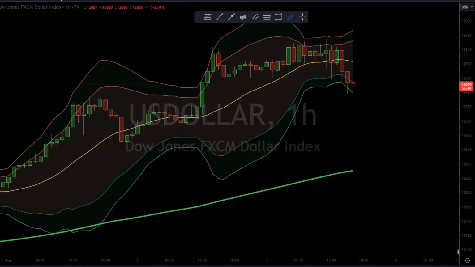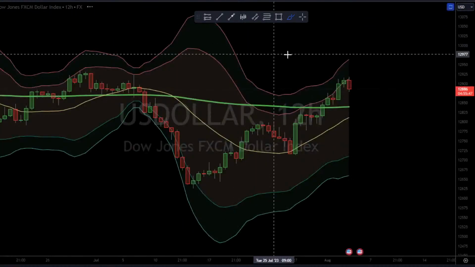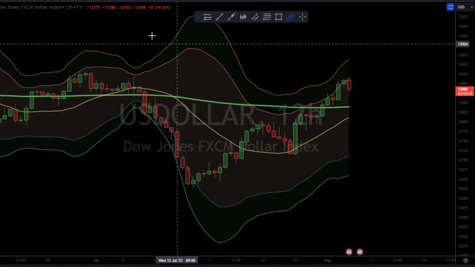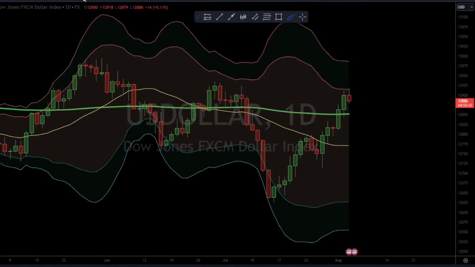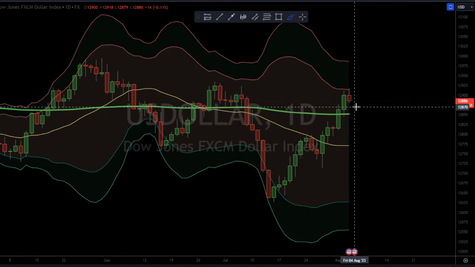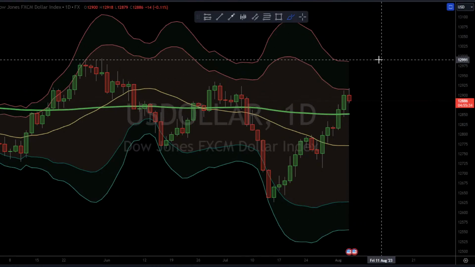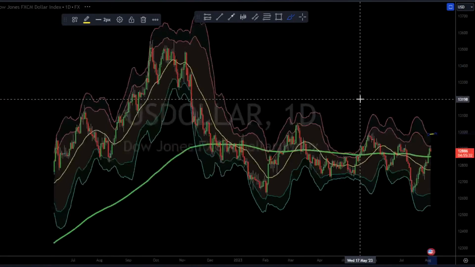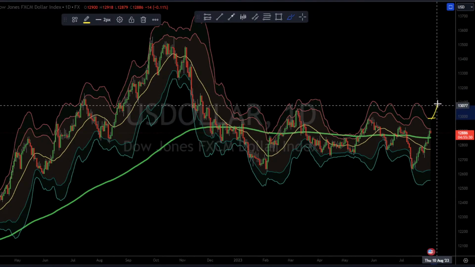It bounced off of this. That's a buy signal on the 12-hour time frame. It's still way up. This is the same as the daily. So the daily is still giving me the feel that we're not done going up here yet. We still have room to come up and hit some resistance for the dollar. And if that starts to widen, we'll go more.